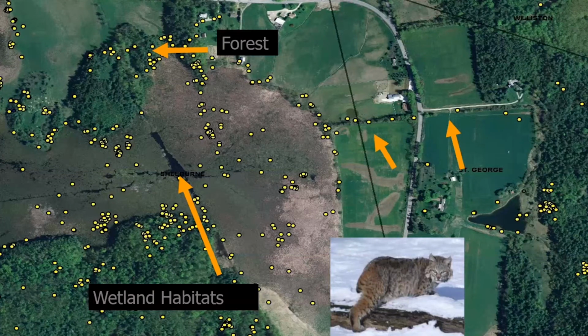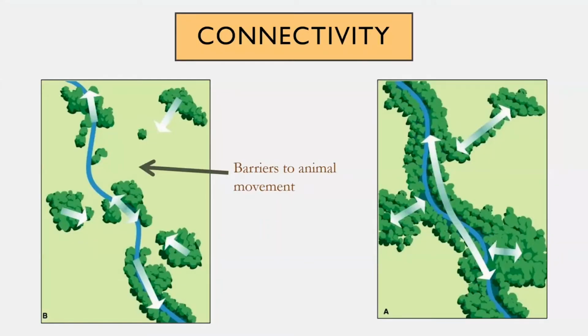So there's a story that can give us all a little bit of hope. And again, this connectivity is important not just for bobcat and bear and moose. It's important for all kinds of other species. Some of you might be amphibian enthusiasts and know that connectivity matters to those species as well, as they move from their upland to wetland habitats.